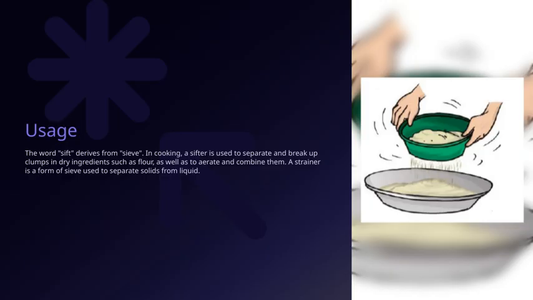Now, a similar tool is a strainer. Think of it as a type of sieve, but it's mainly used to separate solids from liquids, like draining pasta or rinsing vegetables. Connecting this to our overall theme, understanding the origin and function of these tools helps us appreciate their role in both cooking and language. How the simple act of sifting can be a metaphor for separating or refining things in many contexts.